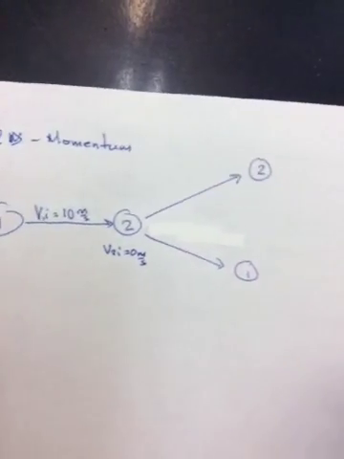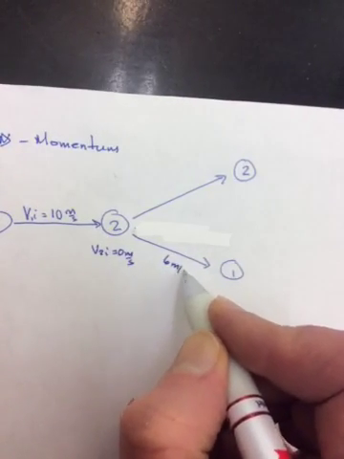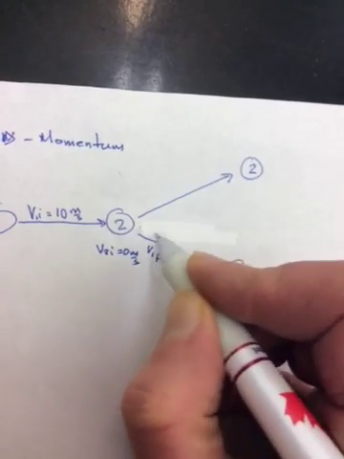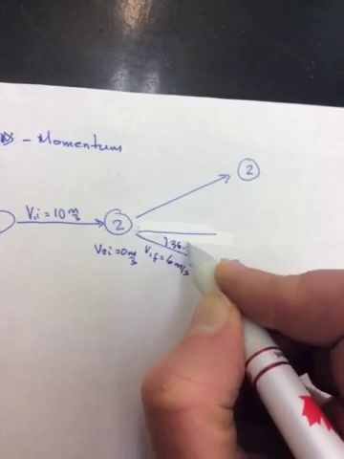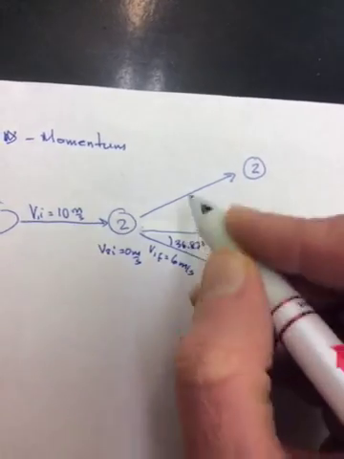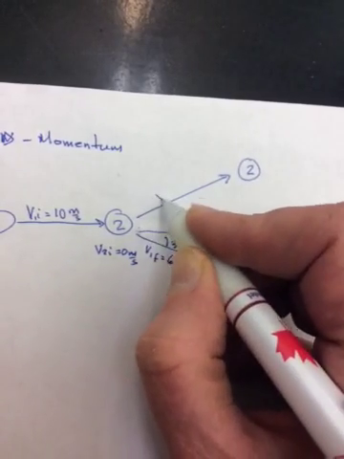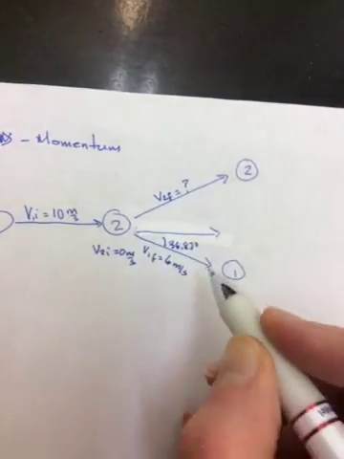After the collision, ball 1 goes off with a velocity of, let's say, 6 meters per second. So this is V1 final, and at an angle of, let's say, 36.87 degrees. And that would be clockwise from the original direction. And ball 2 goes off this way, and the question is, what is V2F?